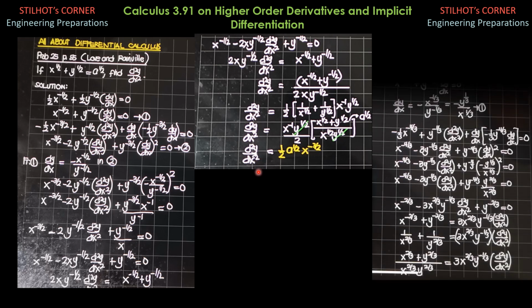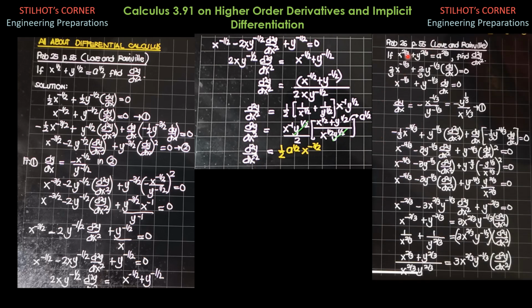For problem 26, page 55, if x to the 2/3 plus y to the 2/3 is a to the 2/3, find the second derivative of y with respect to x. So differentiating the first term, we have power formula 2/3 x to the negative 1/3. Then plus 2/3 y to the negative 1/3 times derivative of y with respect to x equals 0. Derivative of a to the 2/3 is 0. Multiply everything by 3/2, then we have x to the negative 1/3 plus y to the negative 1/3 dy dx equals 0.